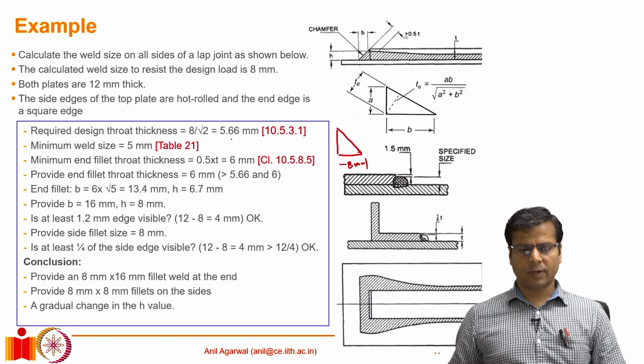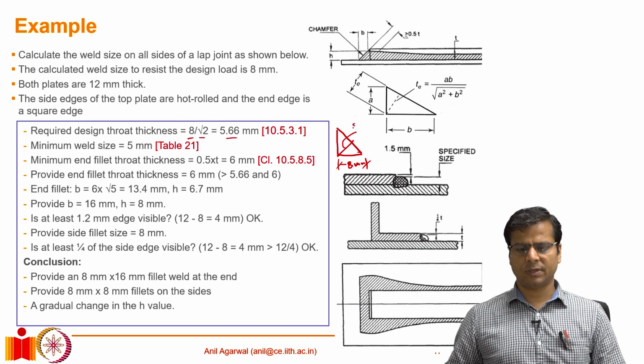Now let's try to calculate some of the basic requirements from the information given. If the weld size is 8 millimeter for an equal sided fillet, what would be the throat thickness? The throat thickness can be calculated as 8 divided by square root 2, which comes out to be 5.66 millimeters.